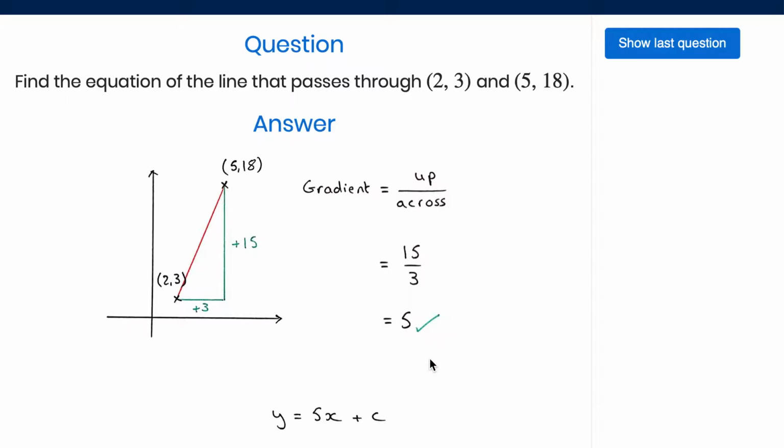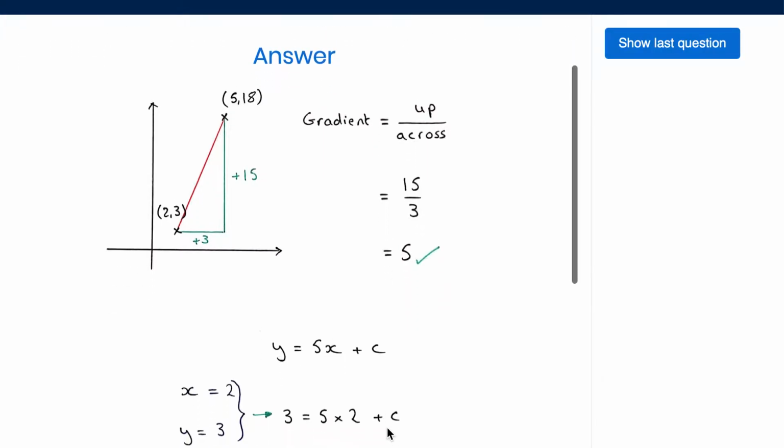So a line will have equation of the form y equals 5x plus c, and that's because the gradient m is the number in front of the x. And to find c, we just need an x value and a y value. And we get these from the coordinate points. Because both points sit on the line, we can substitute either 2, 3 or 5, 18 into y equals 5x plus c to find c.